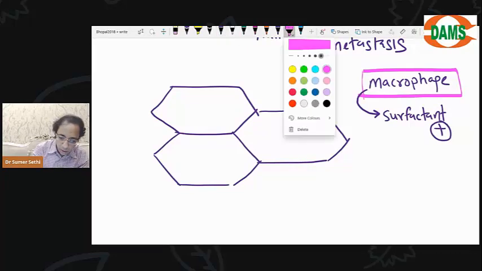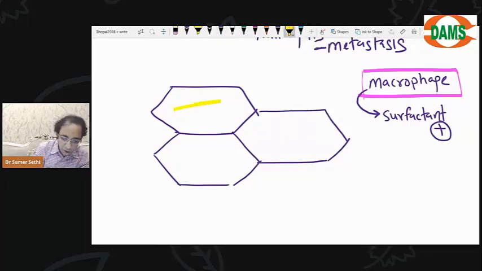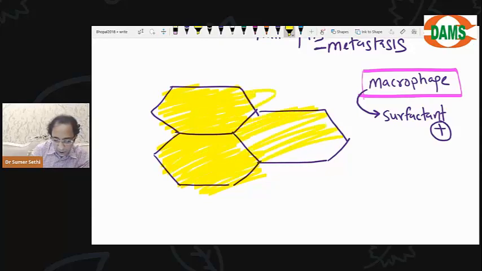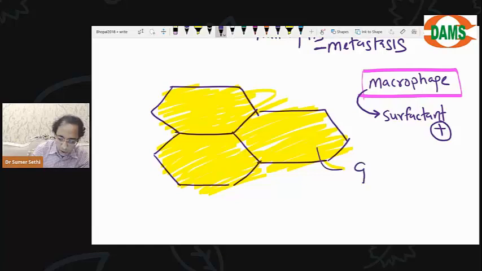Okay. Because of this surfactant accumulation, all the alveoli become hazy. They become white, but not very white. They become hazy. So this haziness, in CT scan, we call it ground glass.